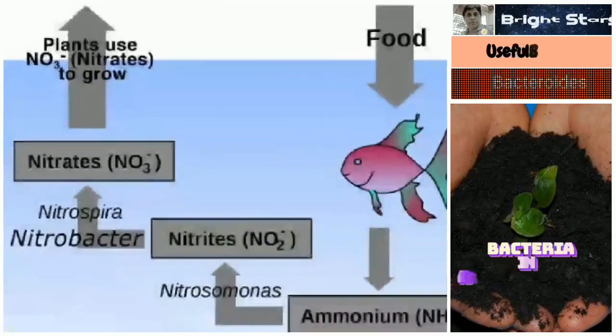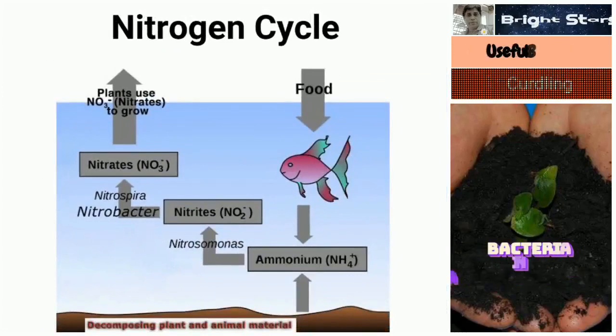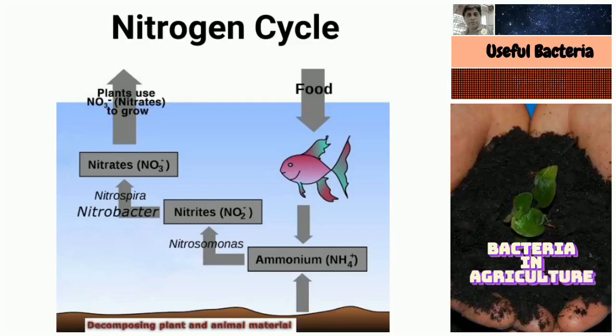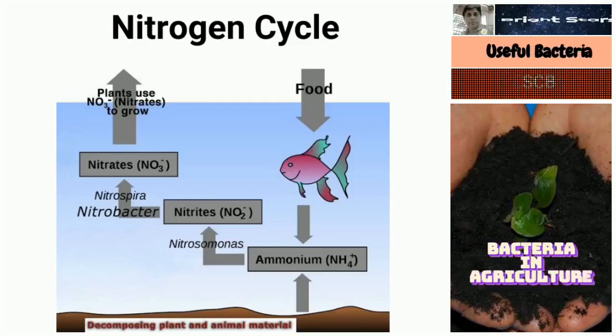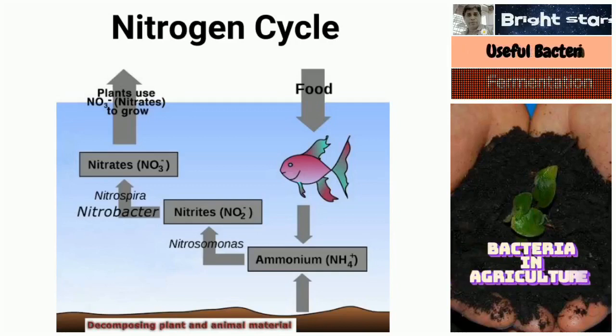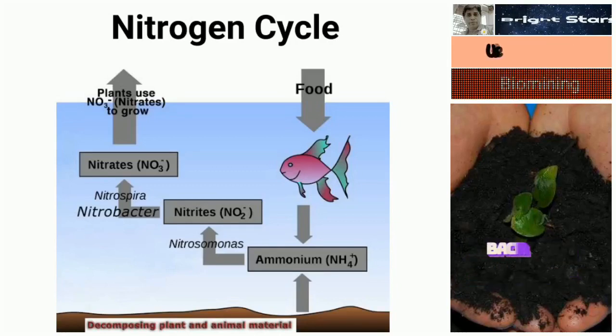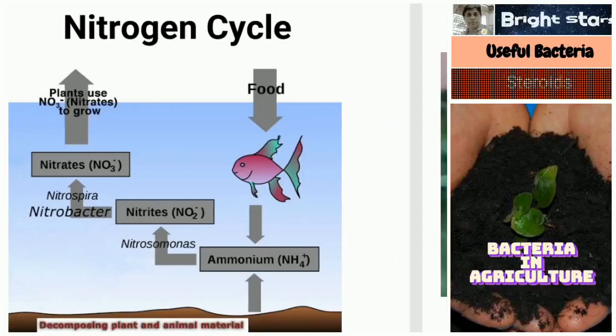So different kinds of bacteria are working in the environment. There are ammonifying bacteria, nitrification bacteria, denitrification bacteria. For example, ammonium from plants and animals; here fish is given. Ammonia is formed. Ammonia is converted into nitrites by Nitrosomonas. Nitrites into nitrates by Nitrobacter. Then nitrates, nitrogen fixation. All these things are being done by bacteria.